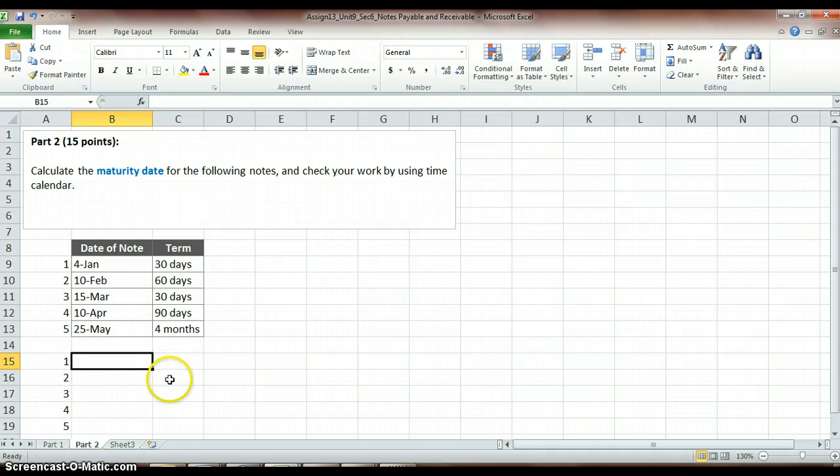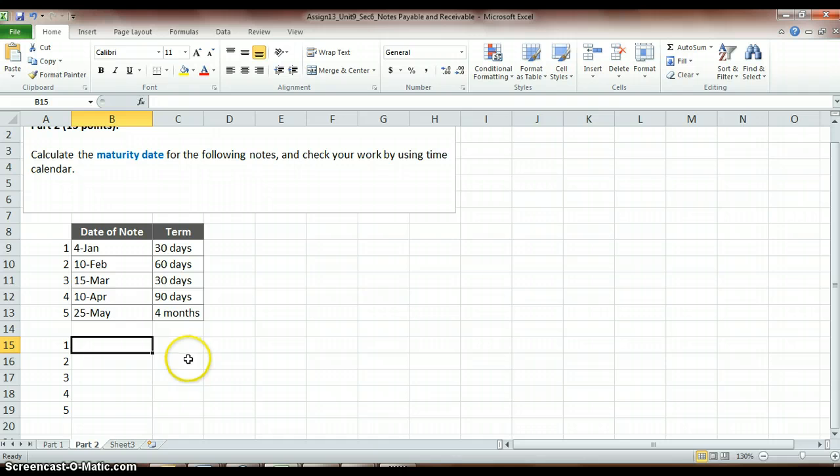Read through your texts. They have some other suggestions for you on how to calculate that, but I think you can kind of handle this part on your own.